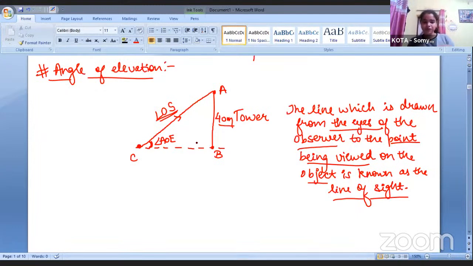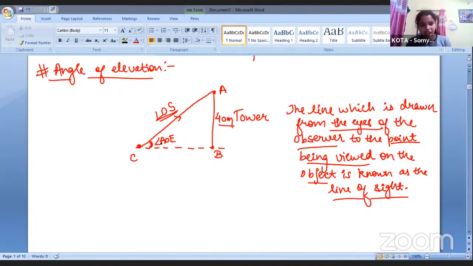So the angle of elevation is the angle between the horizontal line and the line of sight. Whatever the line of sight and the horizontal line make in this particular triangle is known as the angle of elevation, and it is ACB only. So the angle of elevation is this angle, and you all have to remember this. It is very important in this topic.